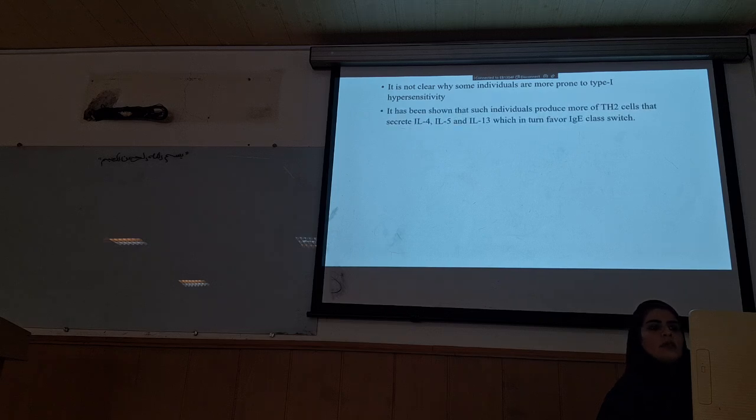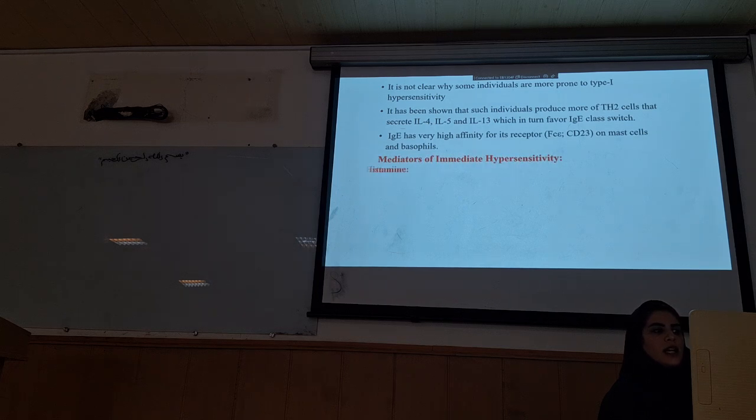It's not clear why some individuals are more prone to type 1 hypersensitivity. Maybe some of these patients have more effective T helper cells, and secretion of interleukin 4, interleukin 5, and interleukin 13 is higher in these patients, which favors IgE class switching. IgE is more abundant in the body of these patients. IgE has very high affinity for its receptor on the mast cell surface, and it is the mediator of the immediate hypersensitivity reaction.